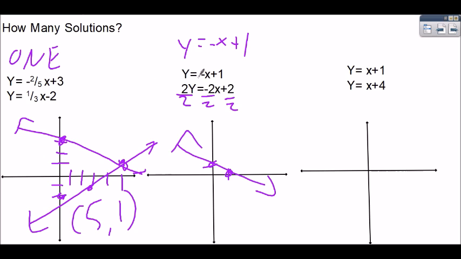Now I'm ready to graph my second one, and I notice that they're the exact same equation. If they're the exact same equation, when I graph the second one, it's going to graph right on top of the other one. So how many times do they cross? They cross an infinite amount of times. So we would say infinite solutions.